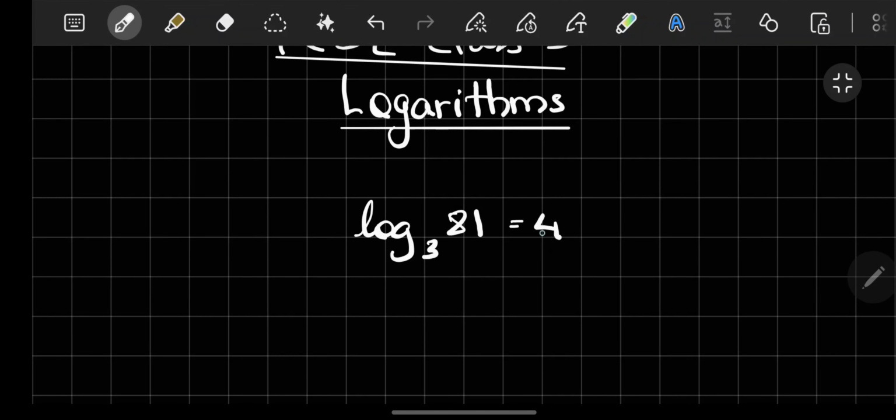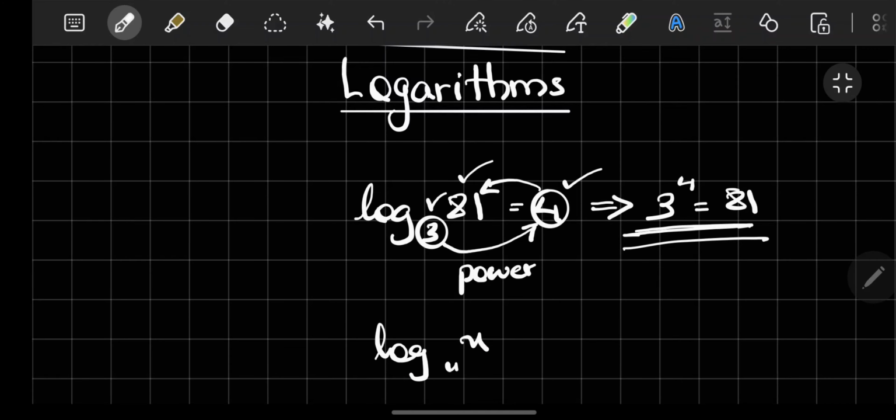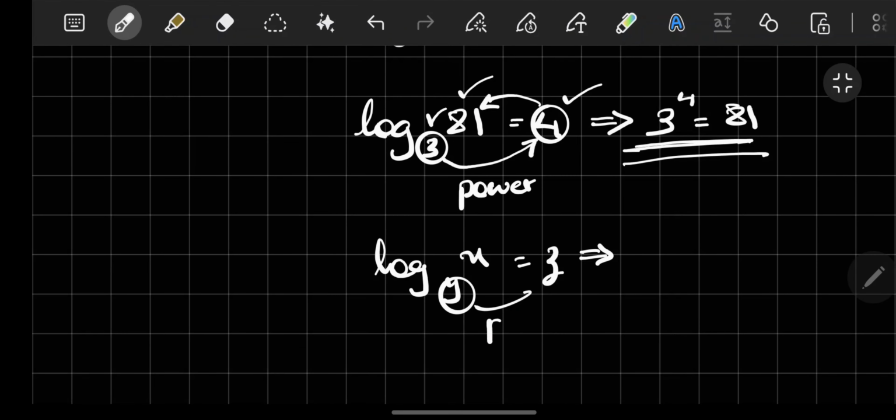Now if you ever see a question like convert the logarithm into exponential form, here's how you do it. First write the base 3, then the power 4, then the final answer 81. In the general case, log x to the base y equal to z could be written as y power z is x. So y power z is equal to x.